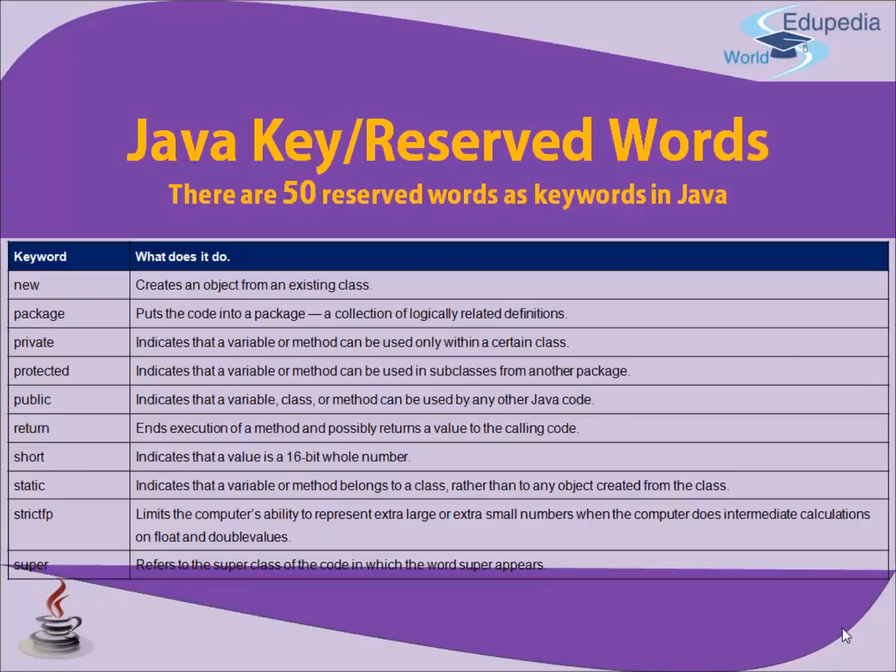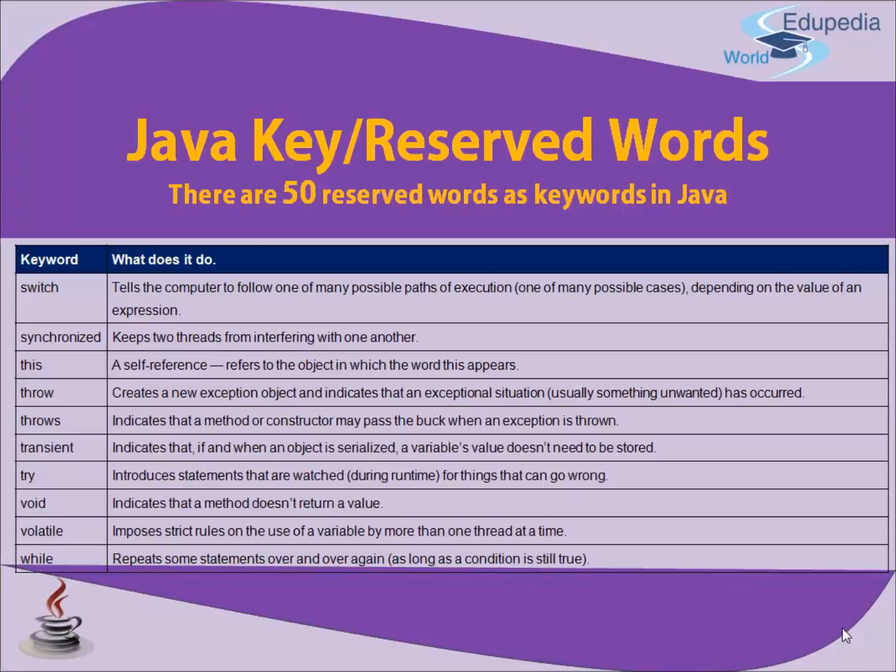Then you have strictfp, that is used to limit the computer's ability to represent extra large or extra small numbers when the computer does intermediate calculations on float and double values. Then you have super, which refers to the superclass of the code in which the word super appears.